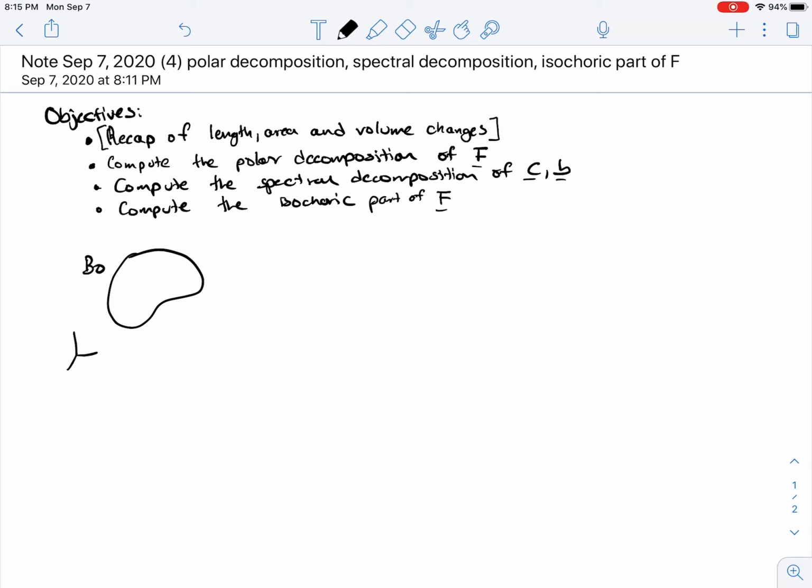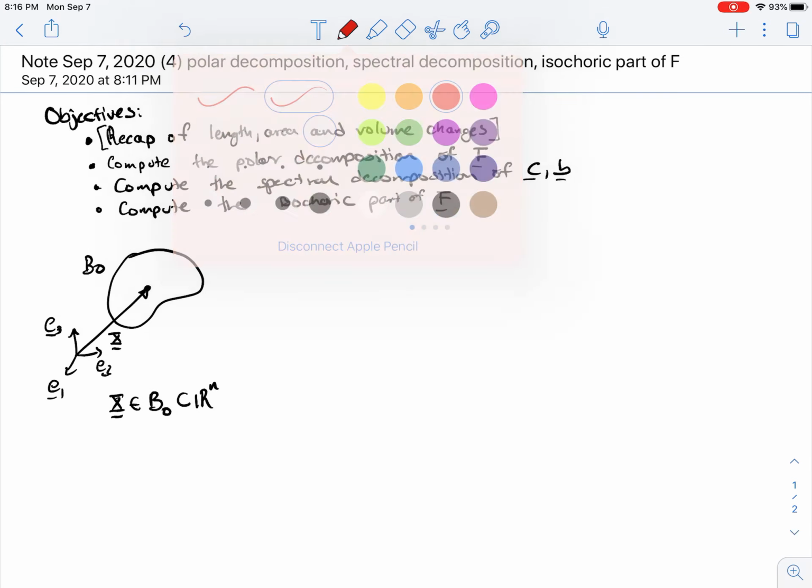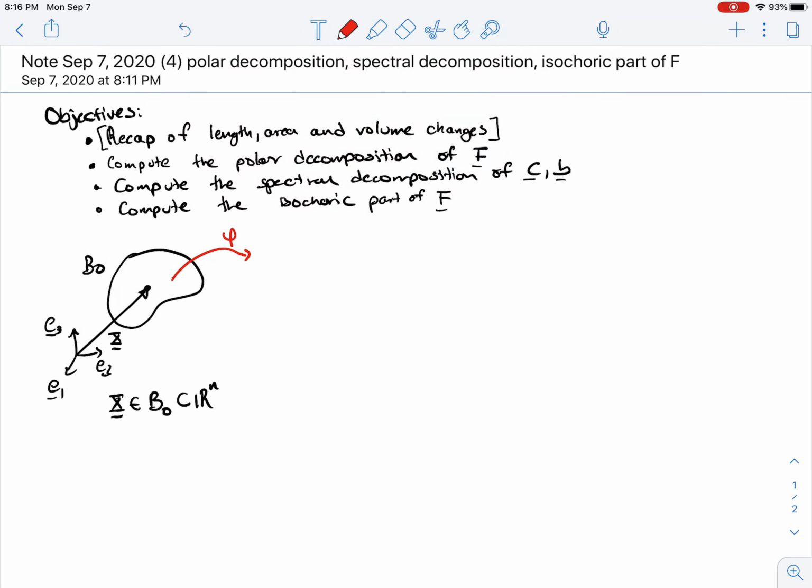But the first thing is remember that we have some body in the reference configuration. We call that B naught, and that one is in the Euclidean space with the standard basis E1, E2, E3 with Cartesian coordinates, and then we're going to label the points in that body with this capital X vector. So we have capital X is a member of this body, which is a subset of R n, where n can be 2 or 3 depending if we are in 2 or 3 dimensions. Typically, I guess it could be 1 dimension, but we're not really doing 1 dimension.